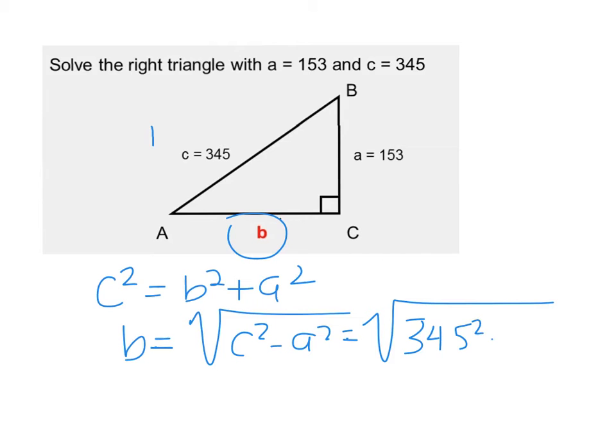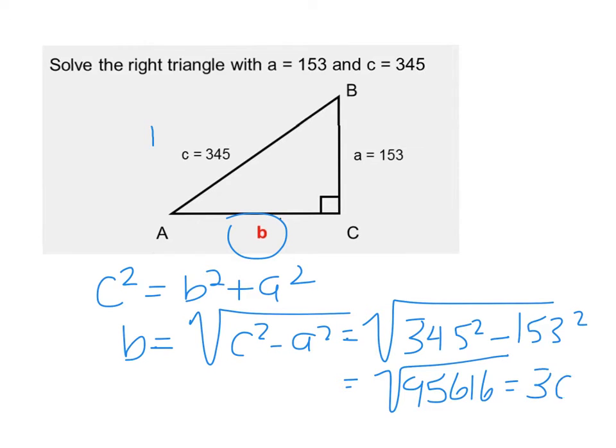345 squared minus 153 squared, which will be the square root of 95,616, and that will work out to be 309.